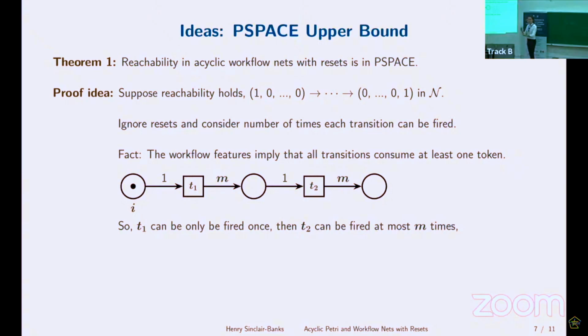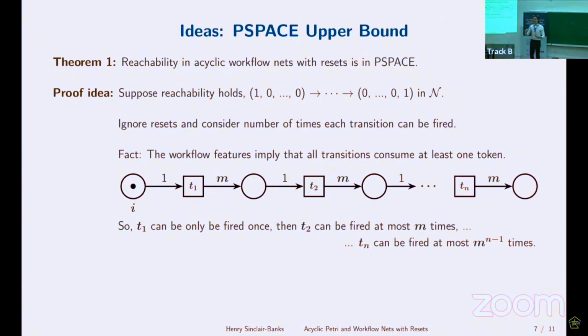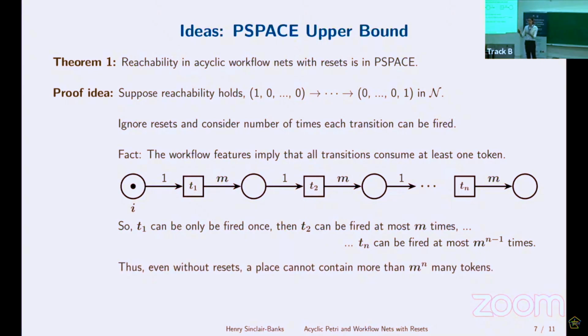You can see this argument repeating. And by the nth transition, we'll be able to fire this at most m to the power of n minus 1 many times, if you imagine this all stacked up. And if I suppose there were n many transitions, then we have a bound on the maximum number of tokens that were possible to put in a place. This is m to the n. And remember, this is just without resets. If there were resets, this number might be even smaller. So this really is a global bound on the maximum number of tokens you could physically put in a place in a workflow net.